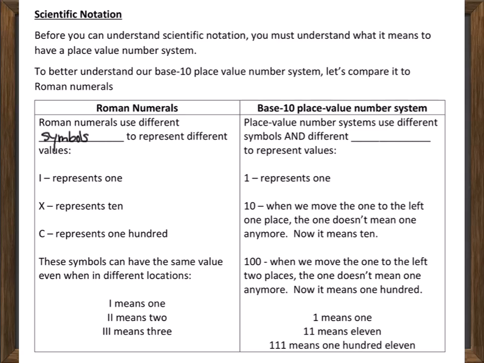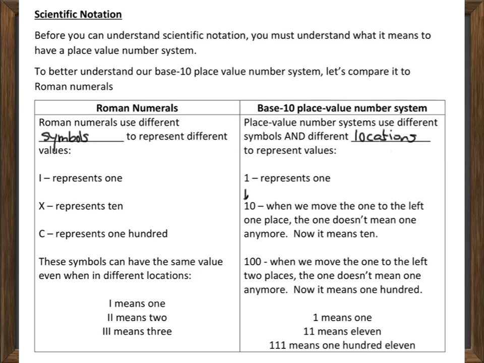Let's compare this to a base 10 place value number system. A place value number system uses different symbols and different locations to represent values. For example, if I write just the number 1, it means 1. However, if I write 1 and then put a 0 next to it, or a 1, or a 2, or a 3, or any other number to the right of it, then it changes its value.